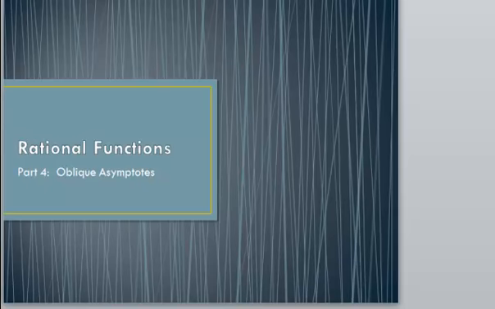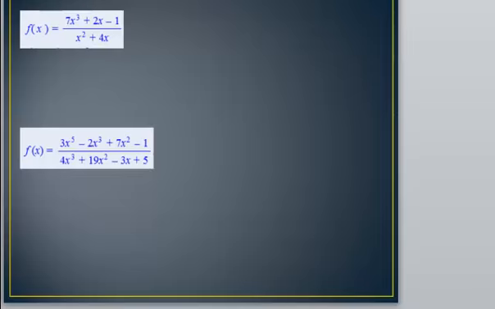Rational functions and their oblique asymptotes. You remember in the previous video we talked about horizontal asymptotes. Horizontal asymptotes happen when the degree of the numerator is 1 less than the degree of the denominator, or when the degrees are the same. Well, when the degree of the numerator is 1 more than the degree of the denominator, you're going to have an oblique asymptote. And you find that oblique asymptote by performing some long division.